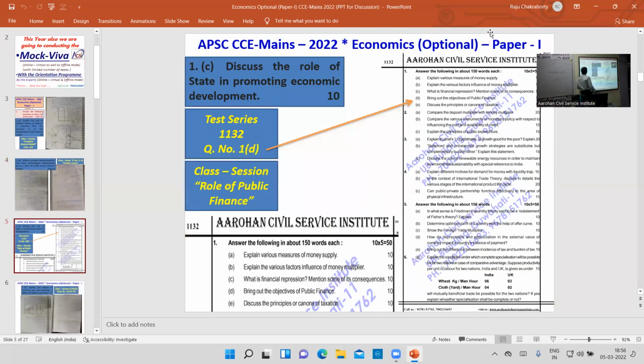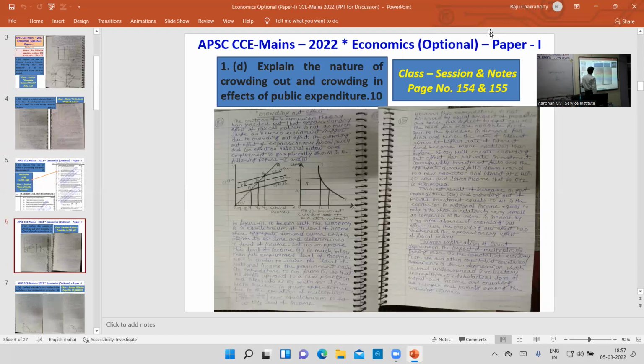So next question, one C, discuss the role of state in promoting economic development. Actually, a question of public finance or what would you say? I mean, class one we discussed this, so apart from our class discussions, a little bit aligning questions are asked in our case series also. Case series of Buddha was a thing about the objective of public finance. So theme and contents seem to be alike with these questions. Next question 1D, explain the nature of the crowding out and crowding in effects of public expenditure.